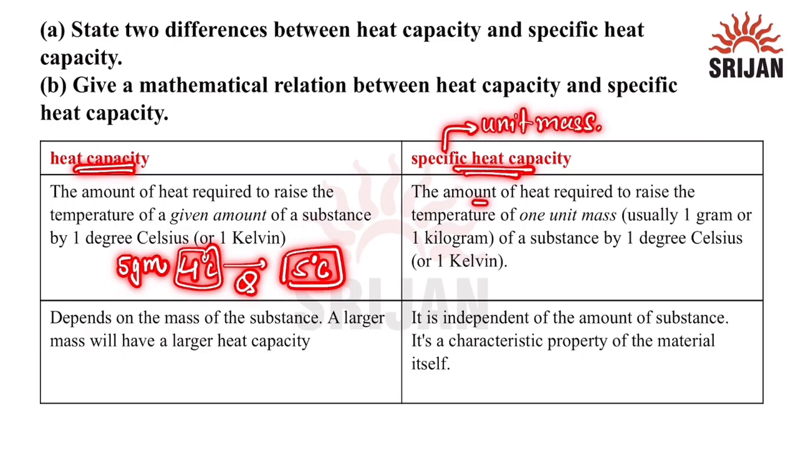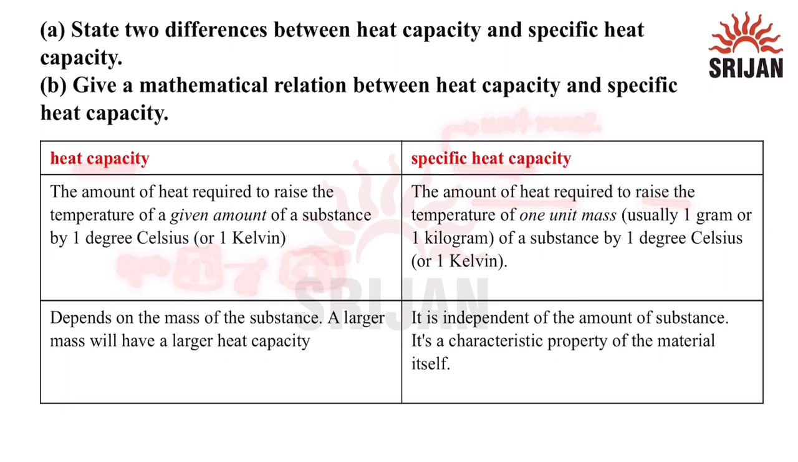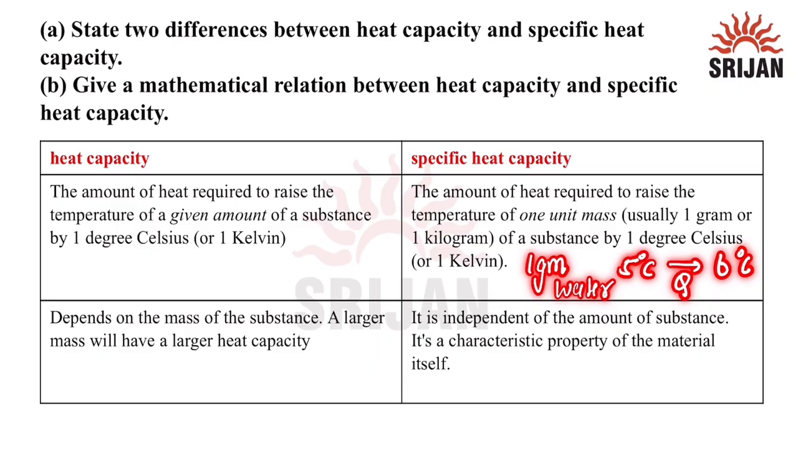So the amount of heat energy required to raise the temperature of one unit mass, usually we can say 1 gram or 1 kilogram, of a substance by 1 degree Celsius. Again, if I want to increase water's 1 gram from 5 degrees Celsius to, let's say, 6 degrees Celsius, then the amount of heat energy required is specific heat capacity.